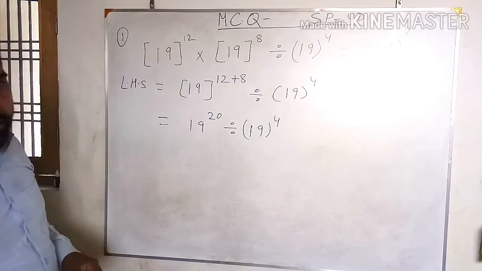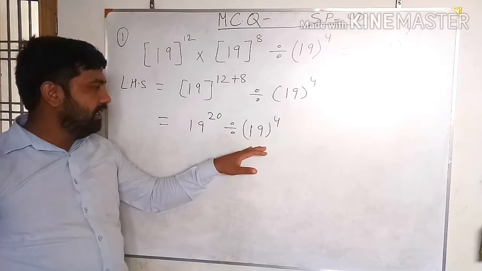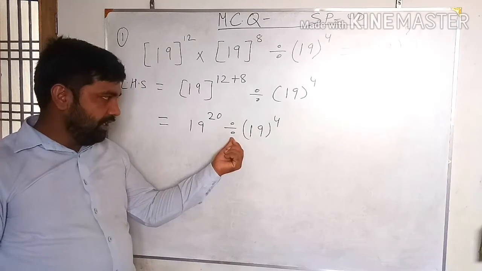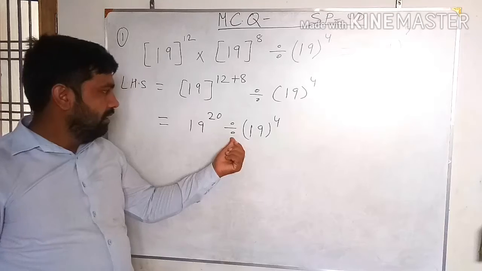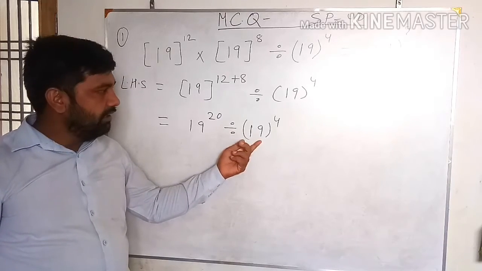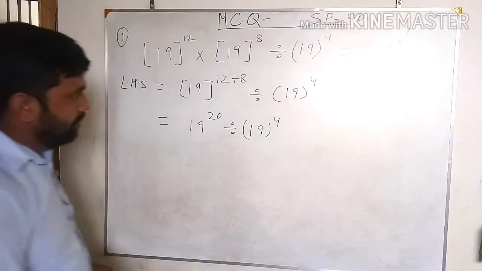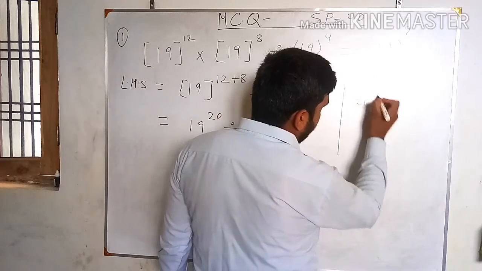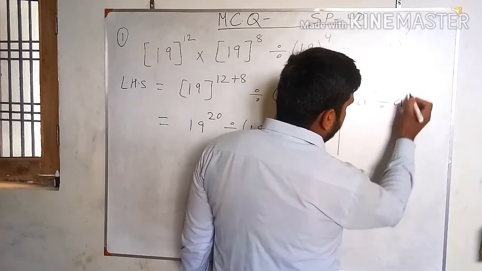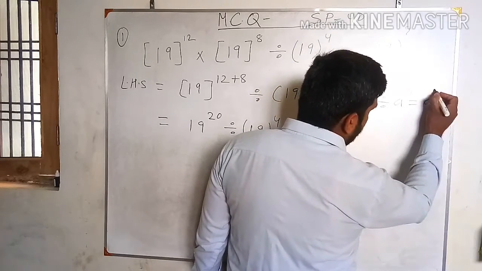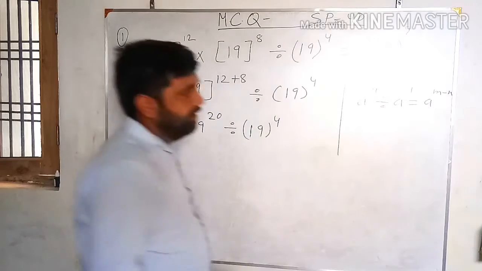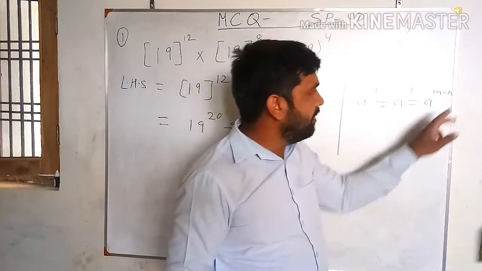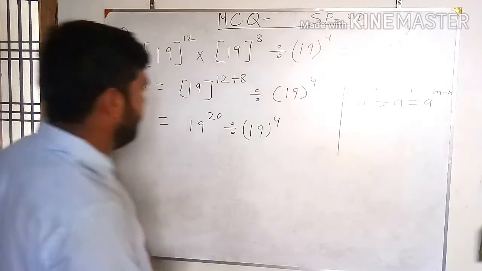Now this time we apply the quotient law of exponent, because here both the exponents are divided with each other. So here the quotient law is applicable. So take the base common and subtract the power. So what is the quotient law of exponent? Quotient law of exponent says that a to the power m divided by a to the power n gives you a to the power m minus n. It means take the base common and subtract the power. First power minus second power, that is m minus n.